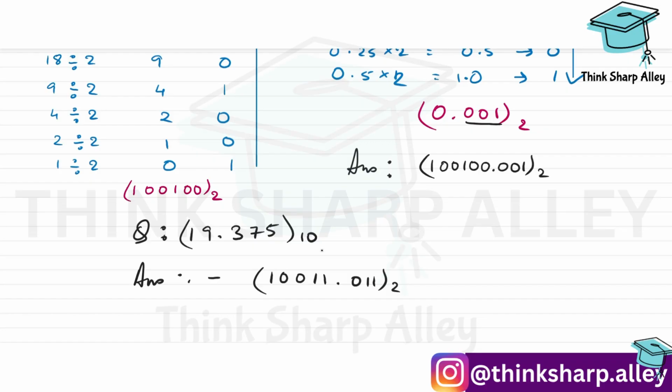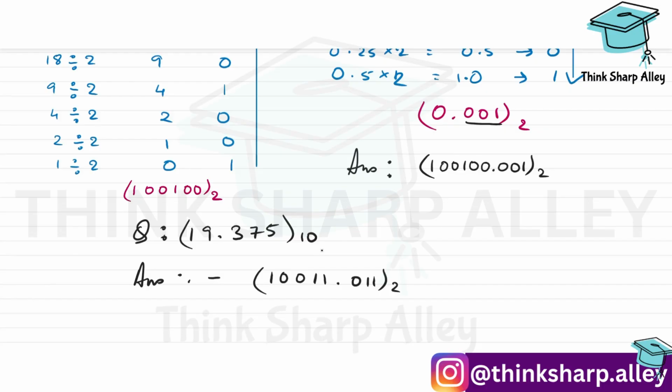Now here's something we must remember. Some decimal fractions never terminate in binary. We have seen this. So in such cases, we stop after enough places to get good accuracy. So usually we take at least twice the number of decimal places. So let us see one more example of this type.